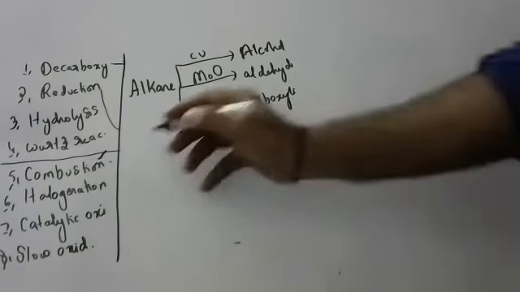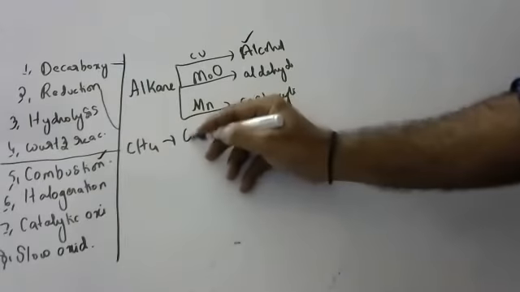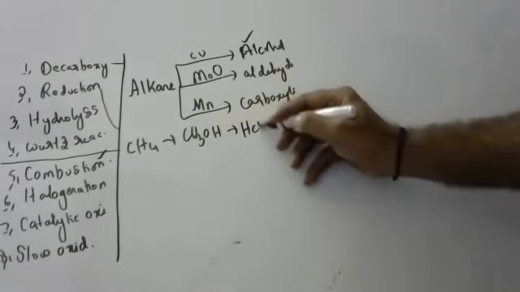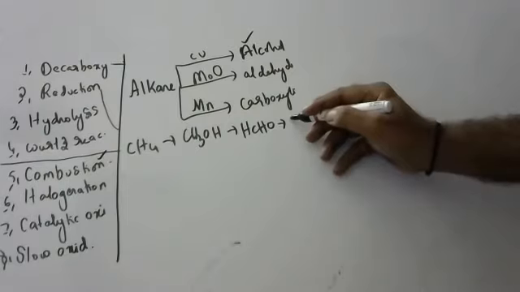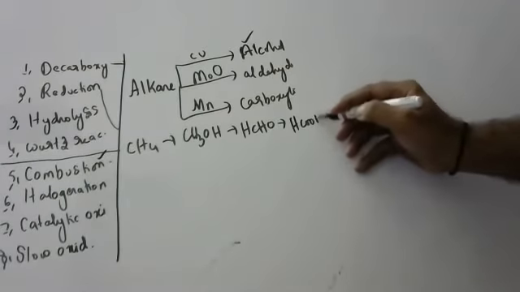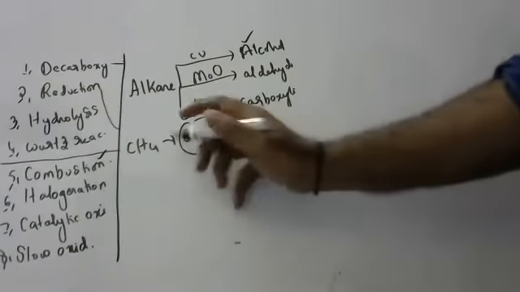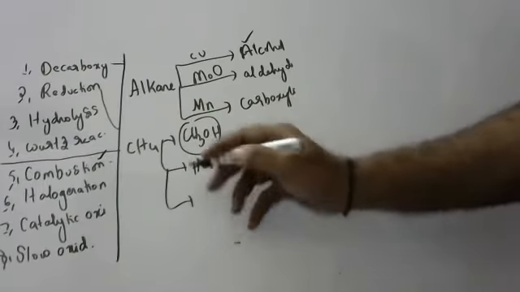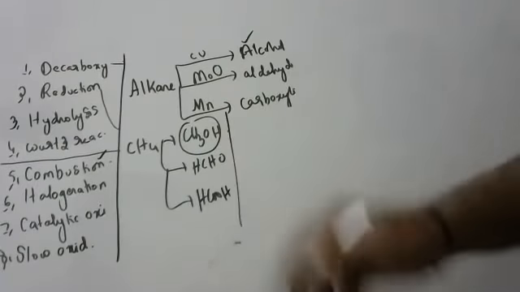Okay, girls? So suppose it is methane. What alcohol are you expecting, girls? Methyl alcohol, methanol. What aldehyde are you expecting? Methanal. What carboxylic acid are you expecting? Methanoic acid. In presence of copper, you get the alcohol; they are separate. This you will get in molybdenum oxide. If you use manganese, you will get this one, formic acid.